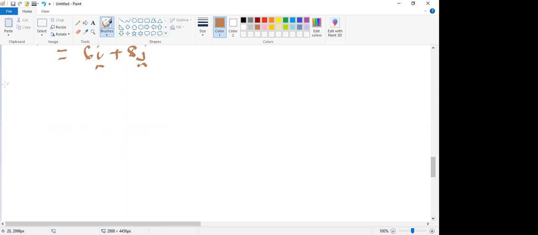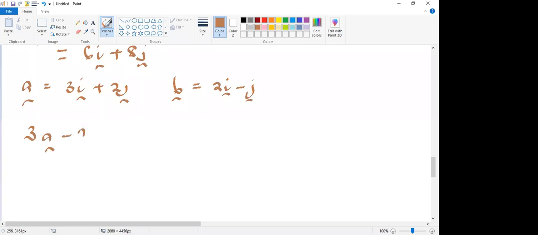And then that means that I can go ahead and say, if I have A as 3i plus 2j, then I have B as 2i minus j. It means I can obtain the vector 3A minus 2B. Please go ahead and work it out and post your answers here. I'm going to wait for the answers.